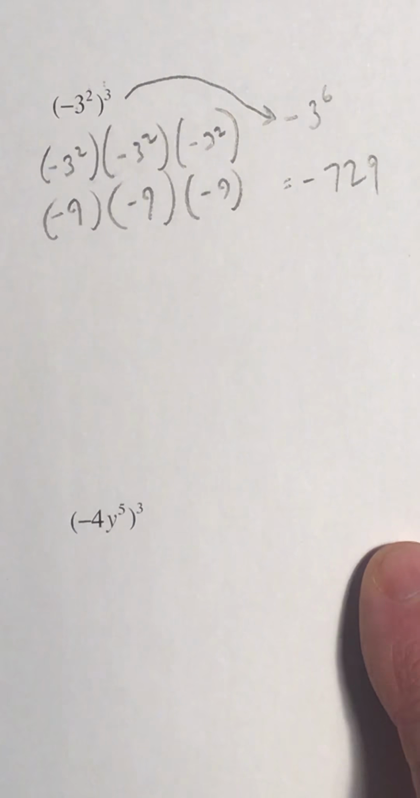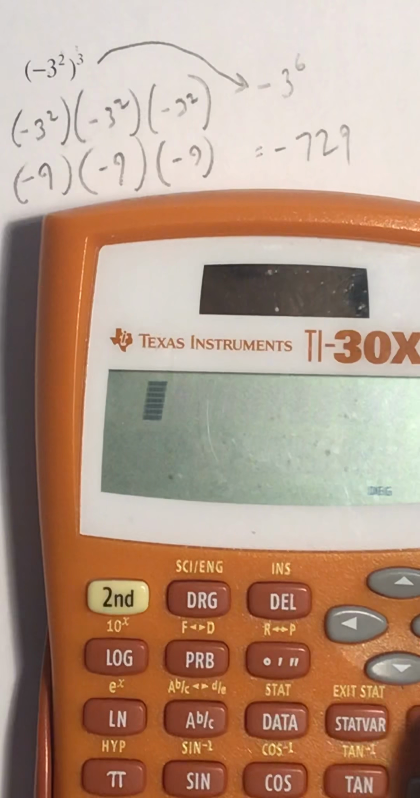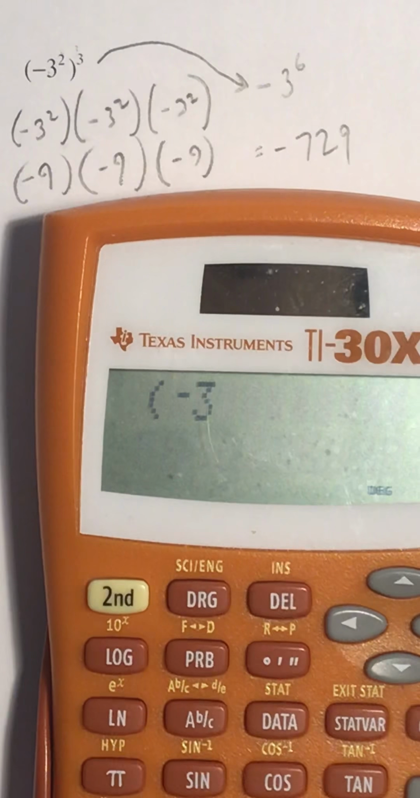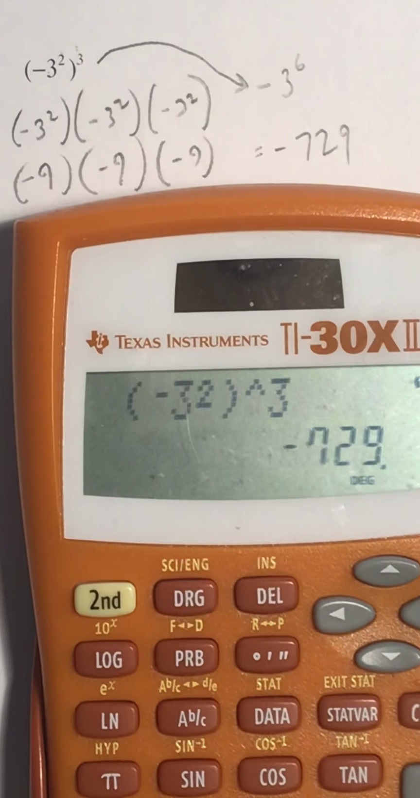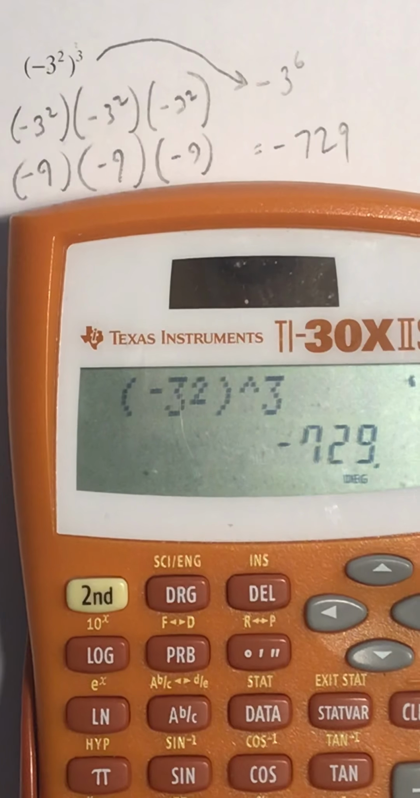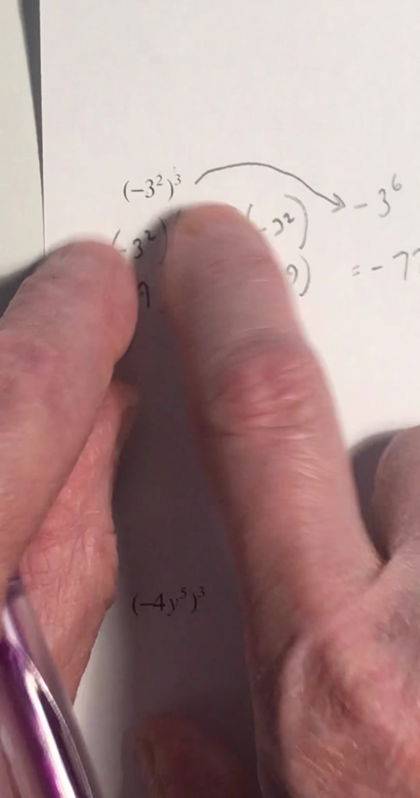Okay, and let me just show you how you could do this with the calculator while we're at it. I type parentheses minus 3 squared using the square key, and then raised to the power, third power, and there's the -729. Notice I carefully typed it just the way it appears on the paper. Okay? But the reason it's negative is because you have a negative value to an odd power.